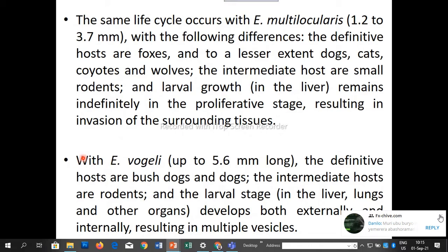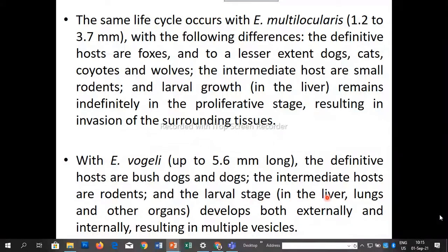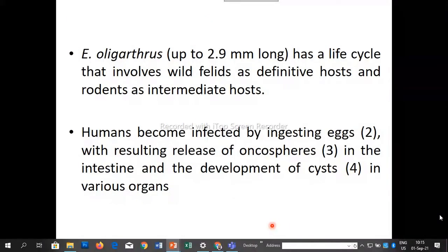So for the other Echinococcus like Echinococcus vogeli, definitive hosts are bush dogs. The intermediate hosts are rodents, and larval stages in the liver, lung, and other organs develop both externally and internally, resulting in multiple vesicle infection. So maybe we don't talk too much about animals, how they don't get affected.